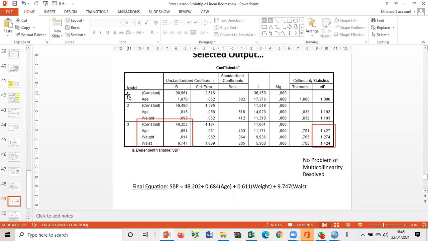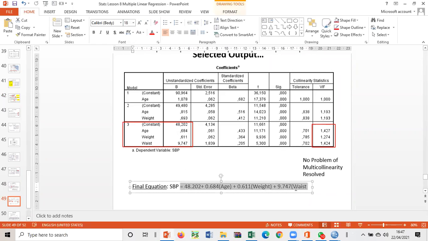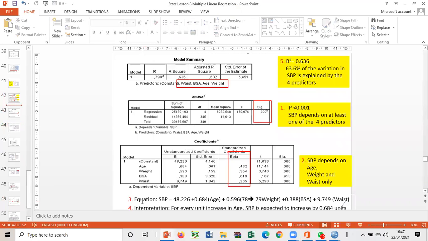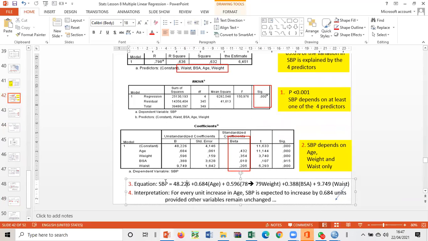Now this refers to the first model, age came in. Second model, weight came in. Third model, waist came in. So we concentrate only on the last model, in this case, the third model. This is how stepwise is done. So now, this is the final equation. BSA is no more there. We can't simply delete BSA and say that's my final equation. Let's see how much difference.